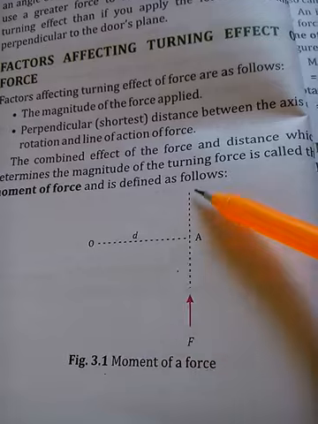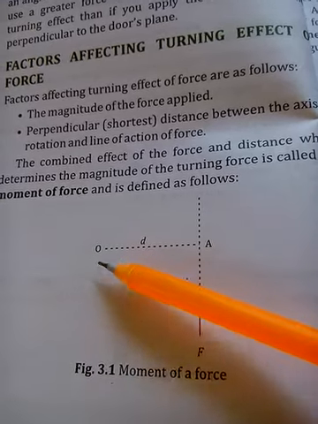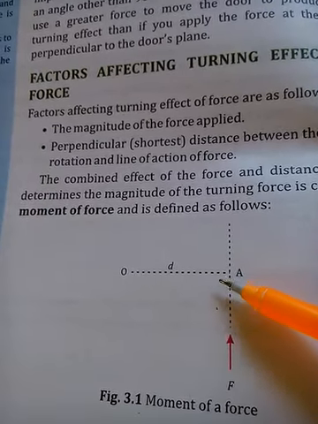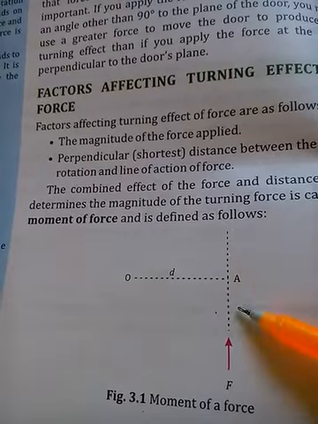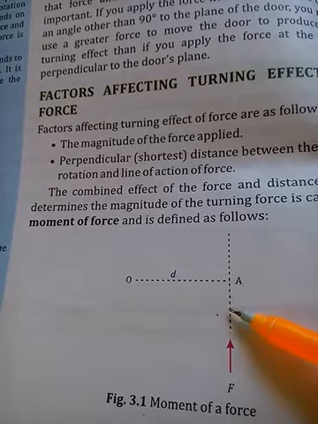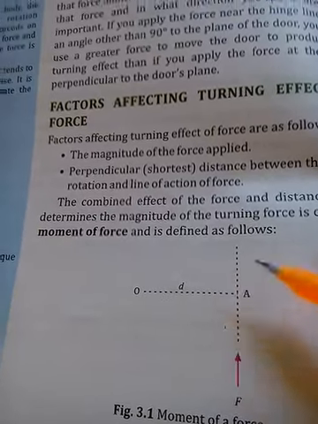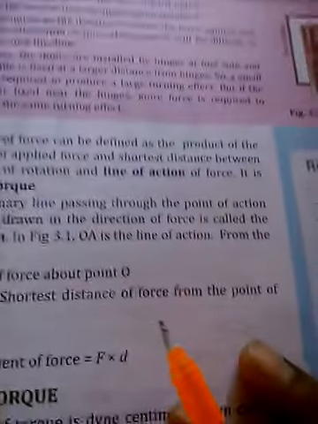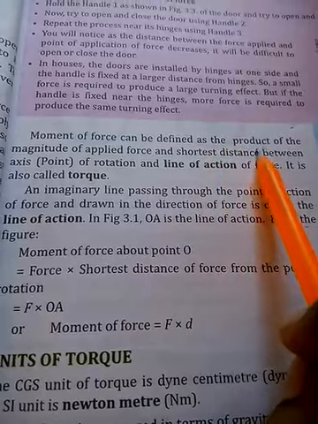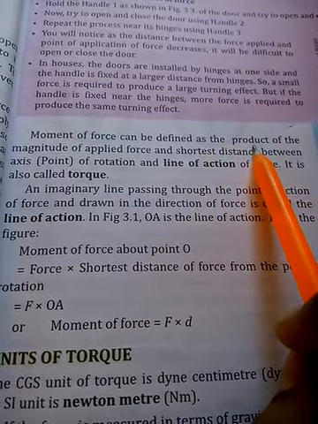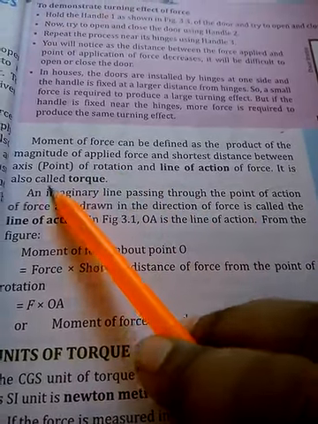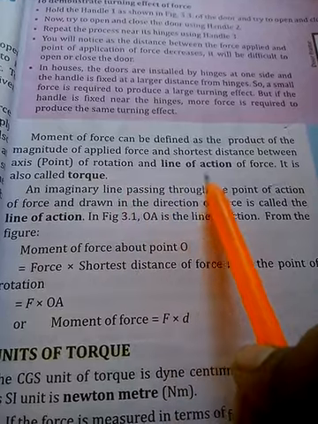So this distance into force, perpendicular distance multiplied by force, is known as moment of force. This is the formula also. So this will give you the formula. Moment of force can be defined as the product. What is the meaning of product? In mathematical terms, product means multiplication of the magnitude or value of the applied force and the shortest distance between the axis, the point of rotation, and the line of action.